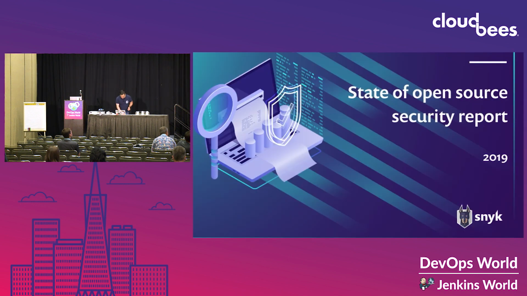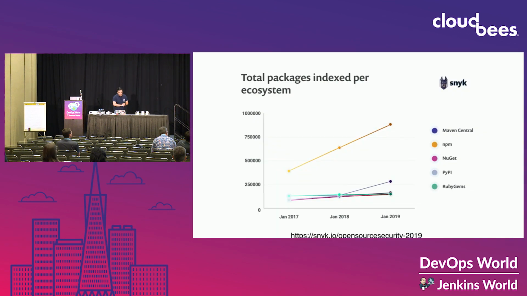So I don't want to go into too many more stats, but there are a couple that I want to show you. The first one is the rate of increase in open source. We can see the number of packages being indexed into the NPM registry in particular. This is like 250,000 new indexed packages last year. It's actually over 1 million right now.